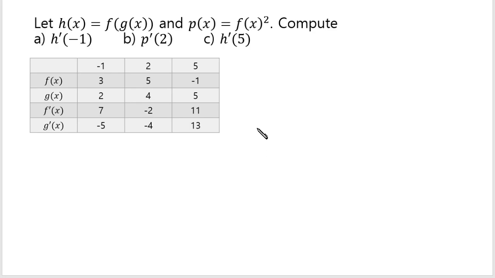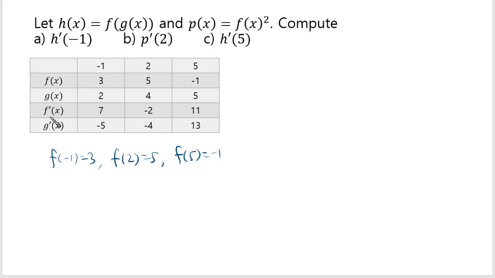Suppose you're given a table of values of two functions f and g. So here, for example, f of -1 is 3, f of 2 is 5, and f of 5 is -1. If I were to write this out, it's more confusing, right? So having it given as a table, it's easier to see the values of the function and its derivatives.